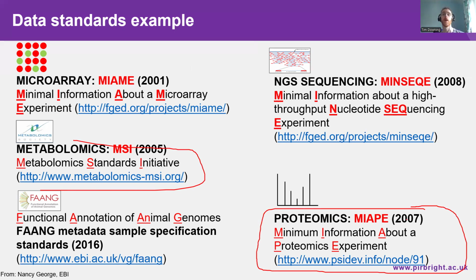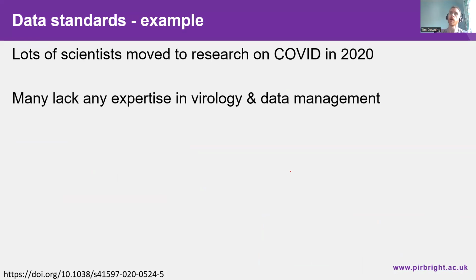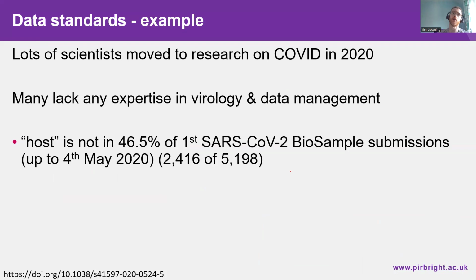An example of this is what happened during the start of the pandemic, when a lot of scientists moved into the area of SARS-CoV-2, but they lacked experience in linking virus genome sequences to data management. As a consequence, from the start of 2020 up to May 4th, when this publication counted, the host was not listed in about 46.5% of the BioSample submissions. So there's a real lack of metadata in this particular example.